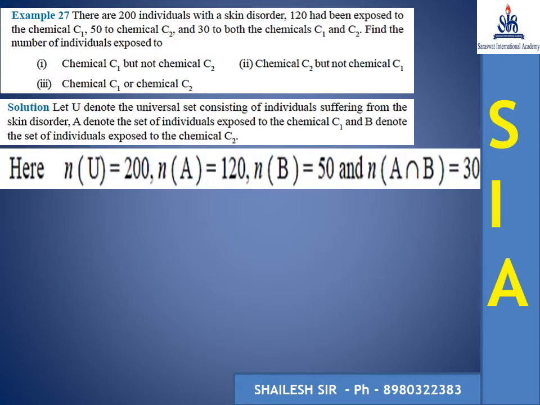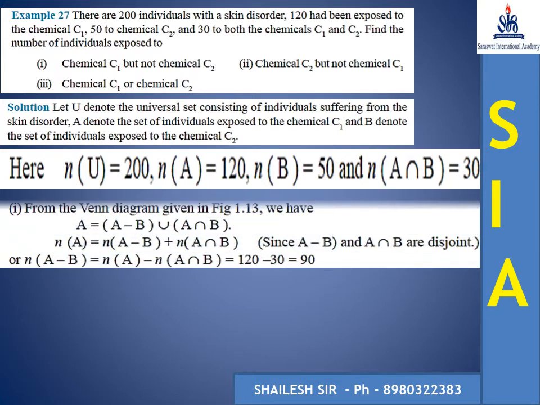Now I go to the first one. n(U) is 200, taking n(A) is 120, n(B) is 50, according to the given, and 30 are exposed to both chemicals C1 and C2. So apply to the first question: chemical C1 only indicates n(A minus B). It is n(A) minus n(A intersection B). Putting in the values, 120 minus 30, you get 90.